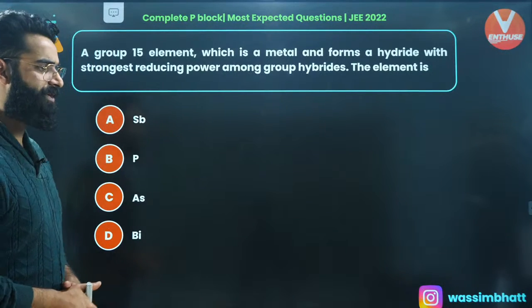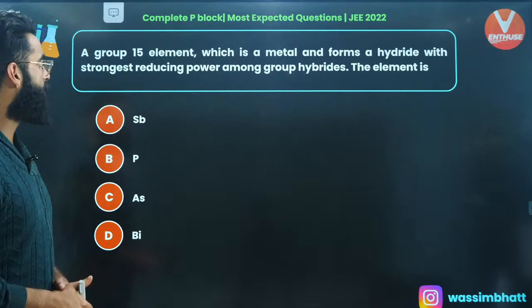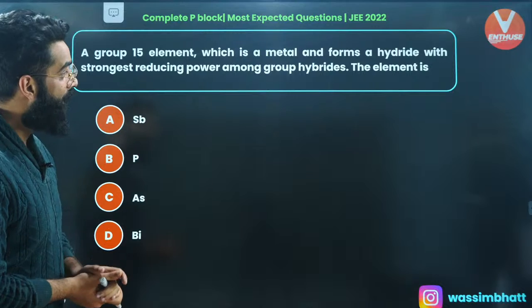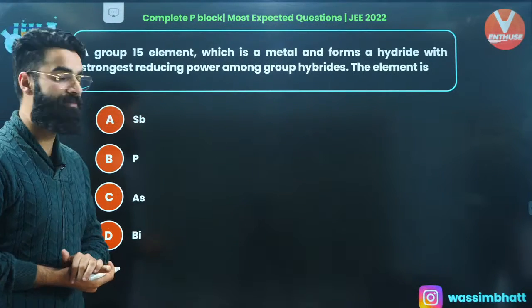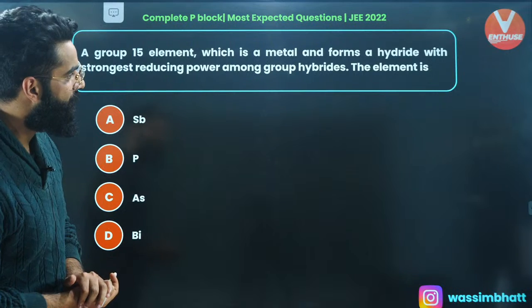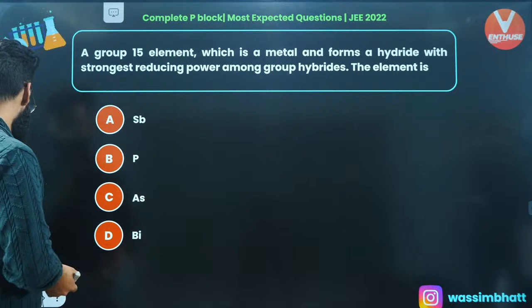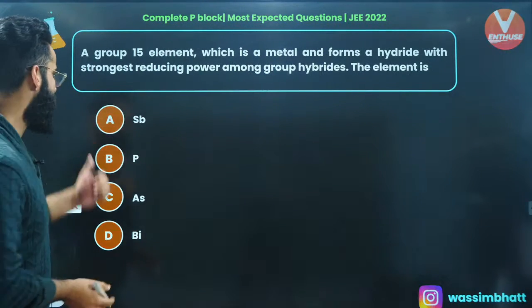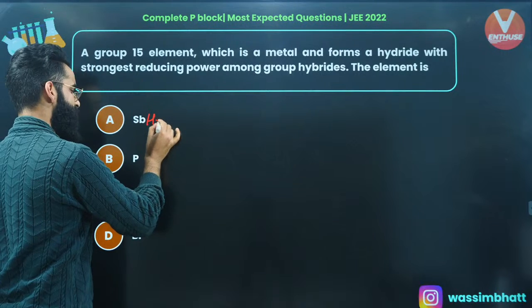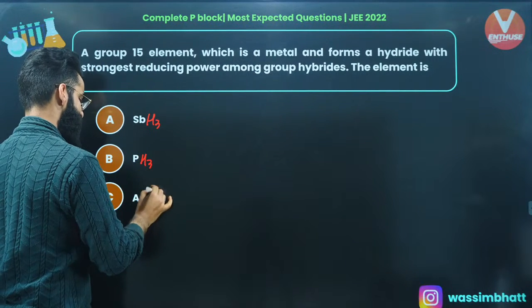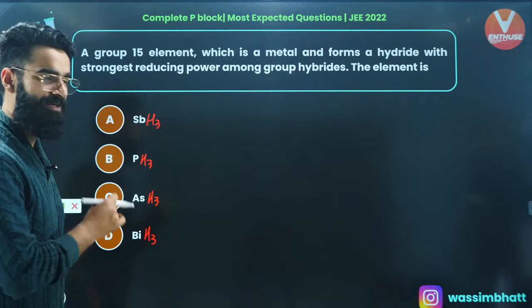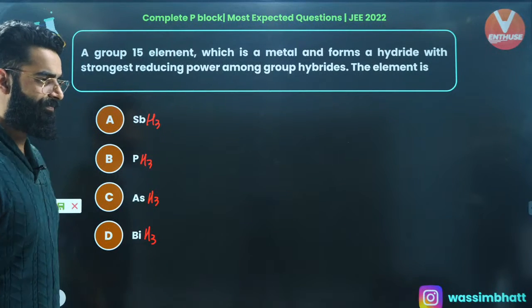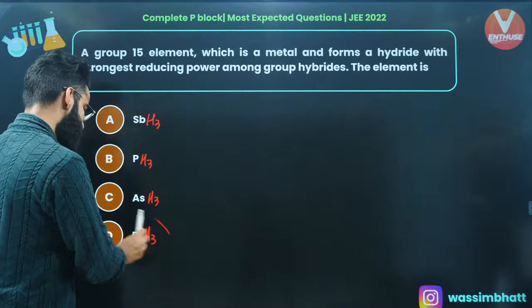All right, what do you think about this one? This is a very common question asked many a time, right? A group 15 element which is a metal and forms the hydride with the strongest reducing power. Among the hydrides, for example SbH3, PH3, AsH3, BiH3, which of the following has got the maximum reducing power? It's absolutely going to be BiH3.